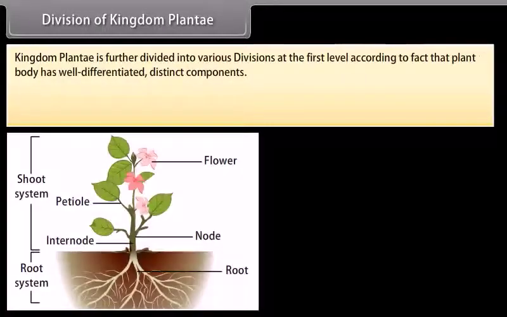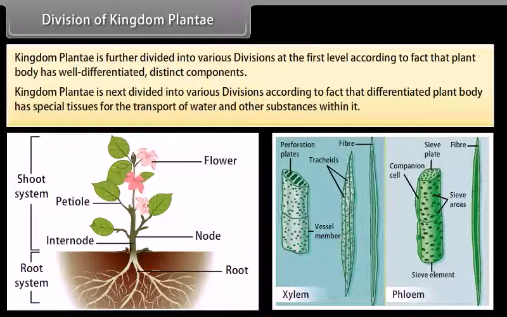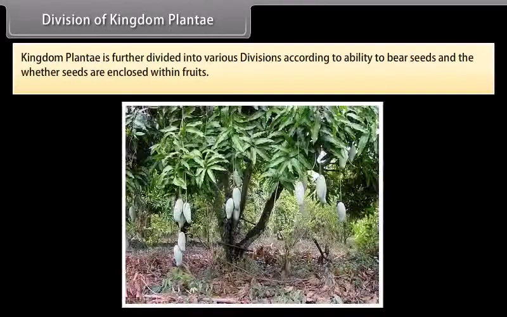Division of Kingdom Plantae. Kingdom Plantae is further divided into various divisions at the first level, according to whether the plant body has well-differentiated, distinct components. Kingdom Plantae is next divided into various divisions according to whether the differentiated plant body has special tissues for the transport of water and other substances within it. Kingdom Plantae is further divided into various divisions according to the ability to bear seeds and whether seeds are enclosed within fruits.